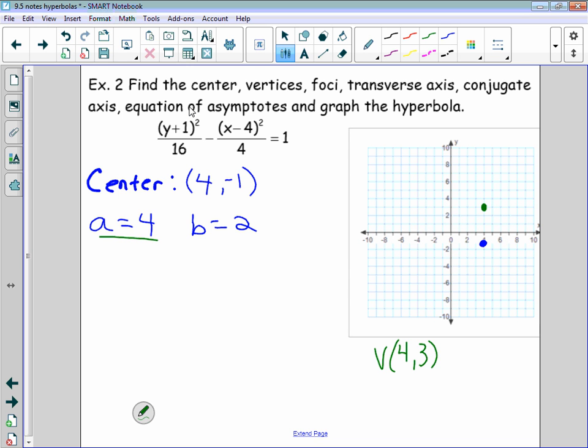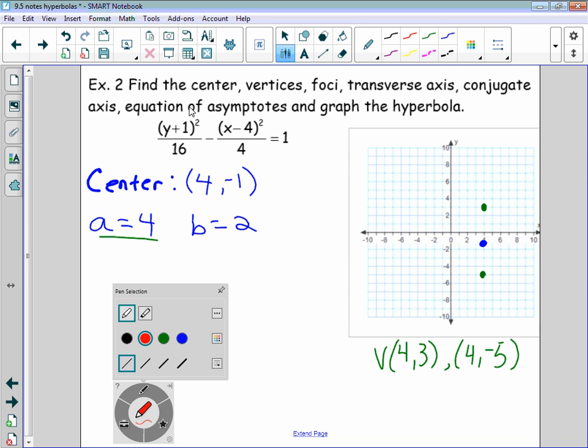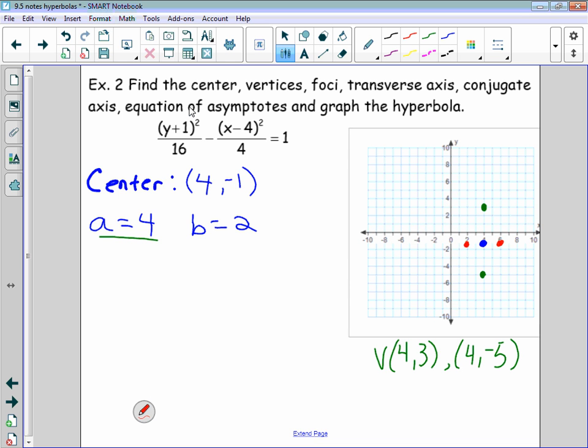And then if we go down 4 units, that one will be at 4, -5. Now for the endpoints of the conjugate axis, we will count to the left and right 2 units. So 1, 2, and 1, 2. So those endpoints are at 2, -1, and 6, -1.